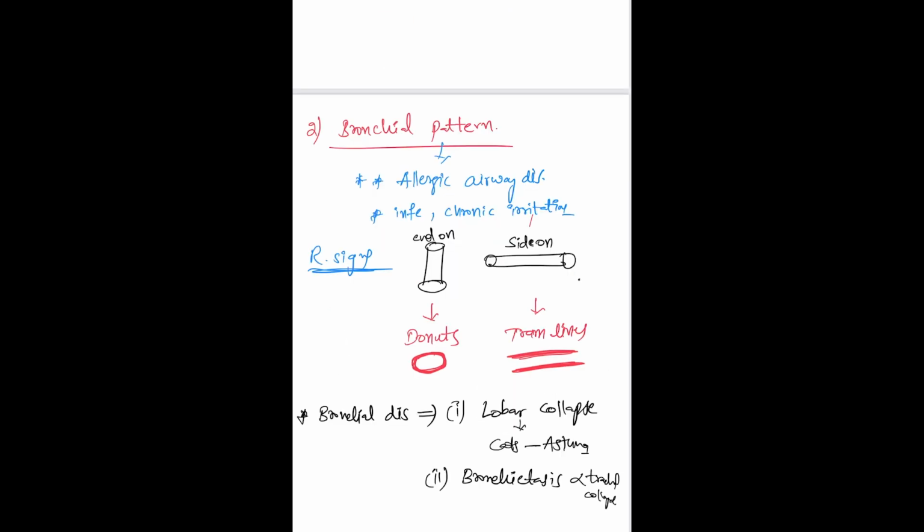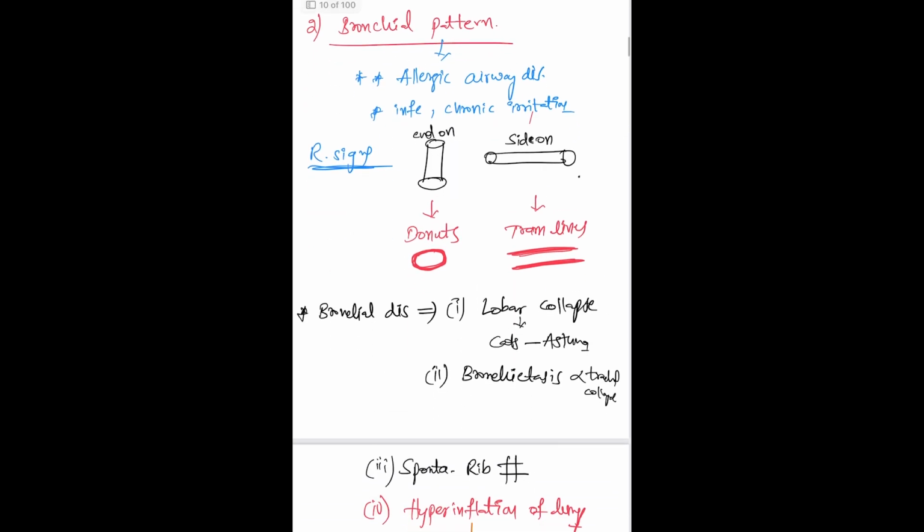So coming to the next pattern, that is bronchial pattern. This bronchial pattern is mostly seen with allergic airway disease. This is the most common cause for the bronchial pattern, and the other less common causes include infections and chronic irritation.